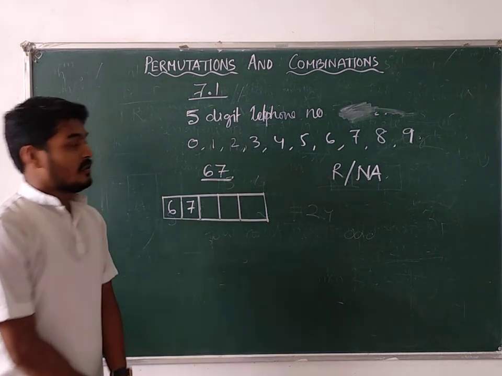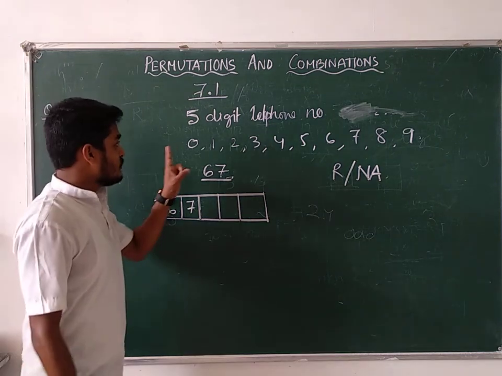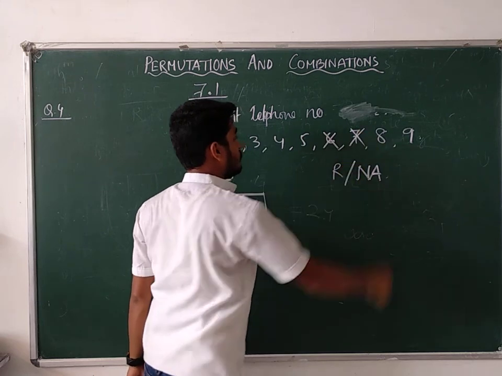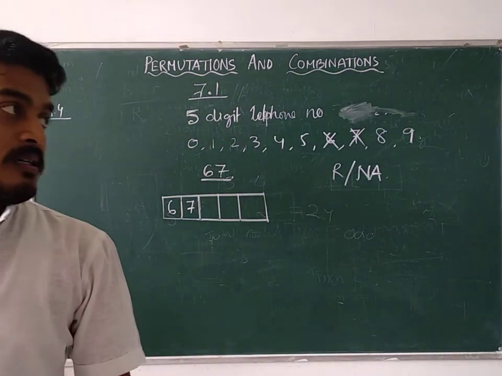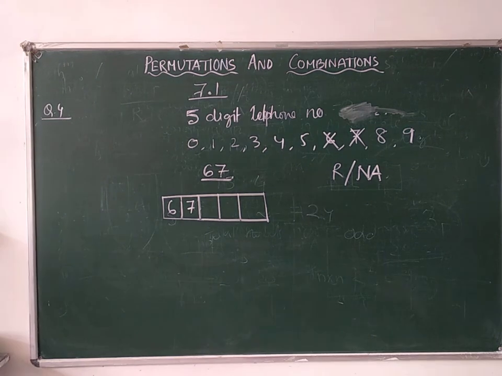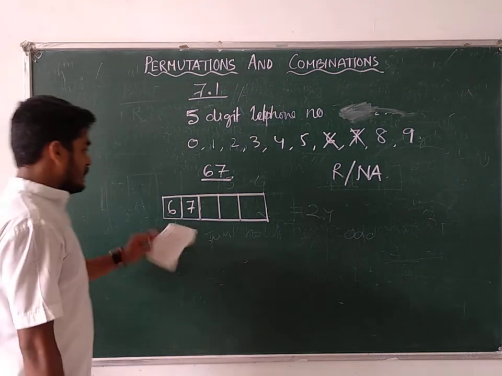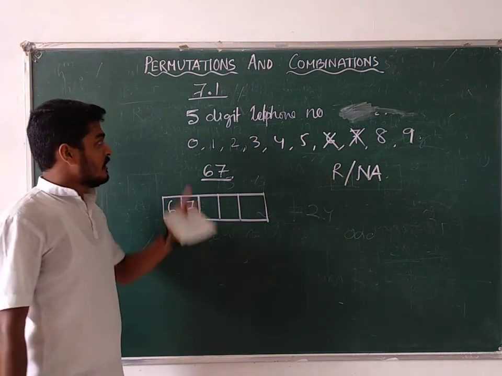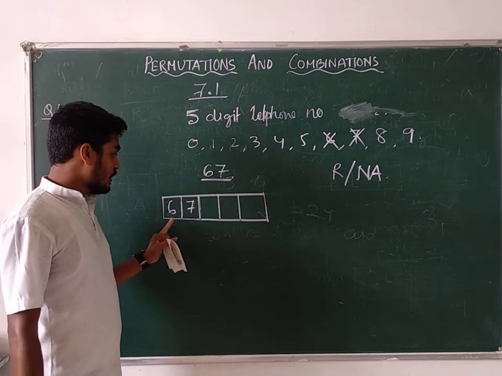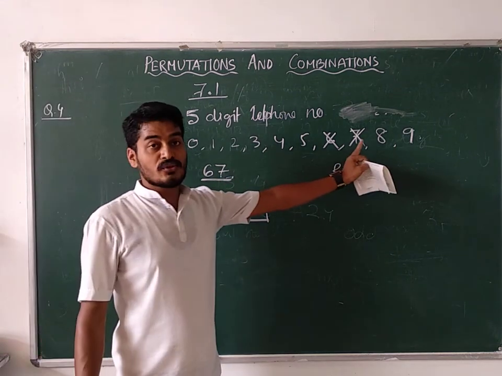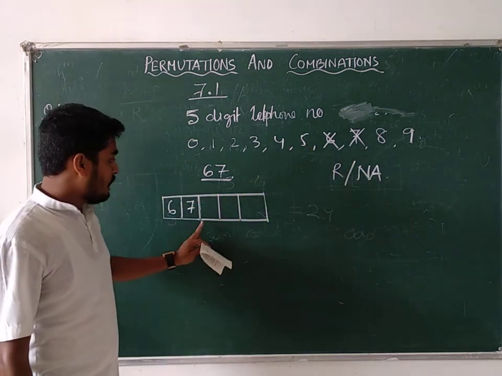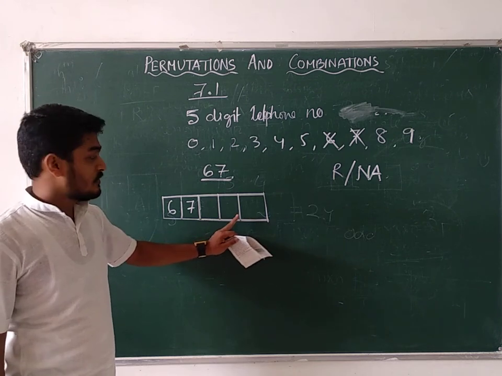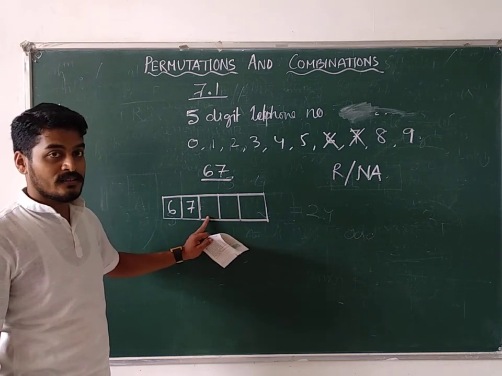Now listen. As repetition is not allowed, you are not supposed to use 6 and 7. You are not supposed to use 6 and 7. So it started with 6, 7. Then how many places are left with us? 3 places are left with us. Once again, as repetition is not allowed, you are not supposed to use 6 and 7.